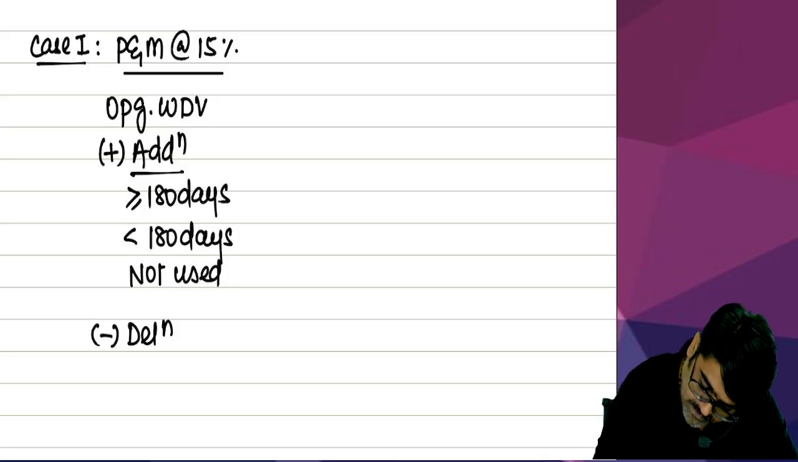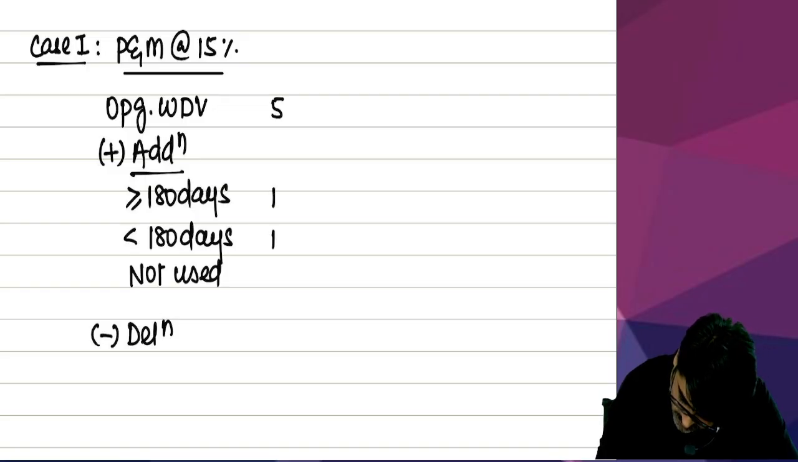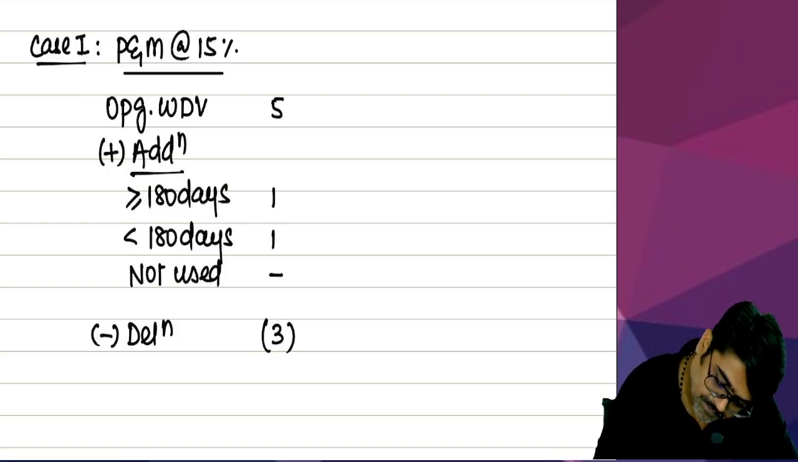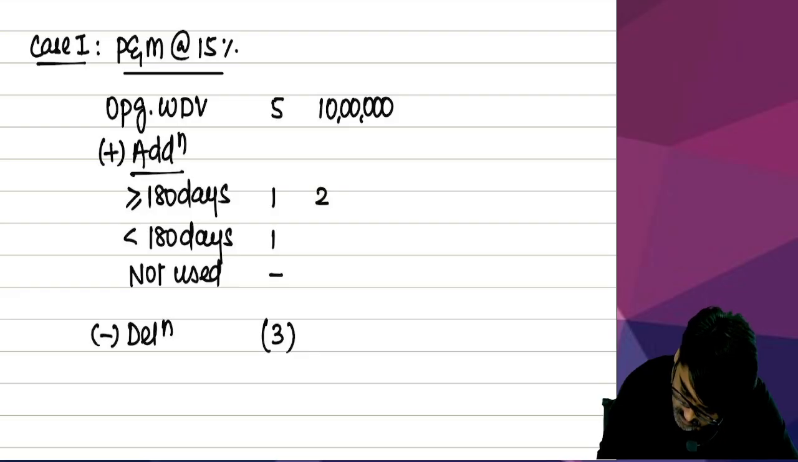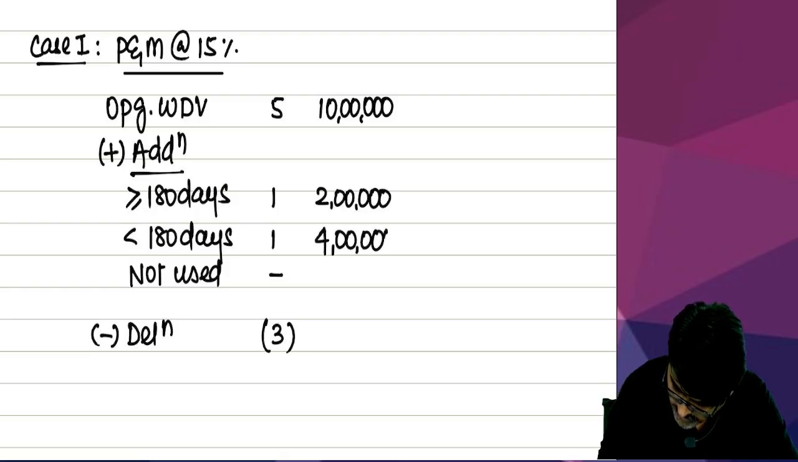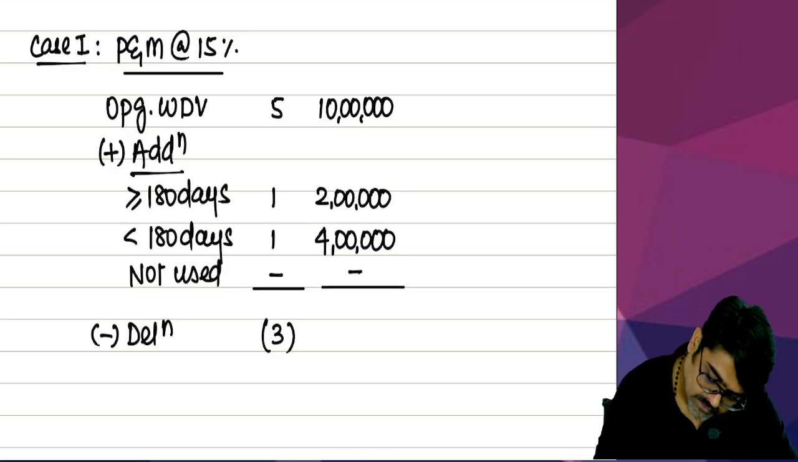Deletions. Okay. Now tell me, in opening, I am having 5 assets. 1, 1 and dash. Deletions, 3 assets. Okay, no? Now 5 assets. What was the value? 10 lakhs. 1 asset, value 2 lakhs. And this asset is having a value of, example, 4 lakhs. And here it is dash. How many assets are there? Come on, tell me. 7 assets are there.